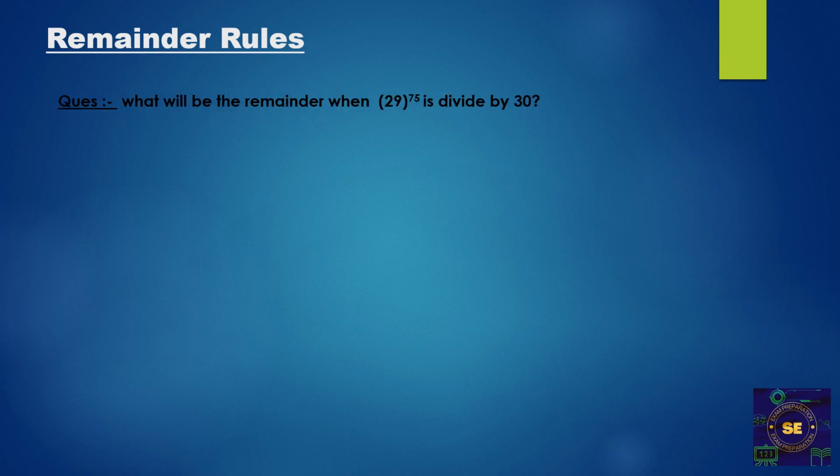Here 29 to the power 75. 29 means it is 30 minus 1 and the power is 75. So when divided by 30, it will definitely leave a remainder of 29. Why? Because n is odd. Here 75 is an odd natural number. So it will leave a remainder of 29.